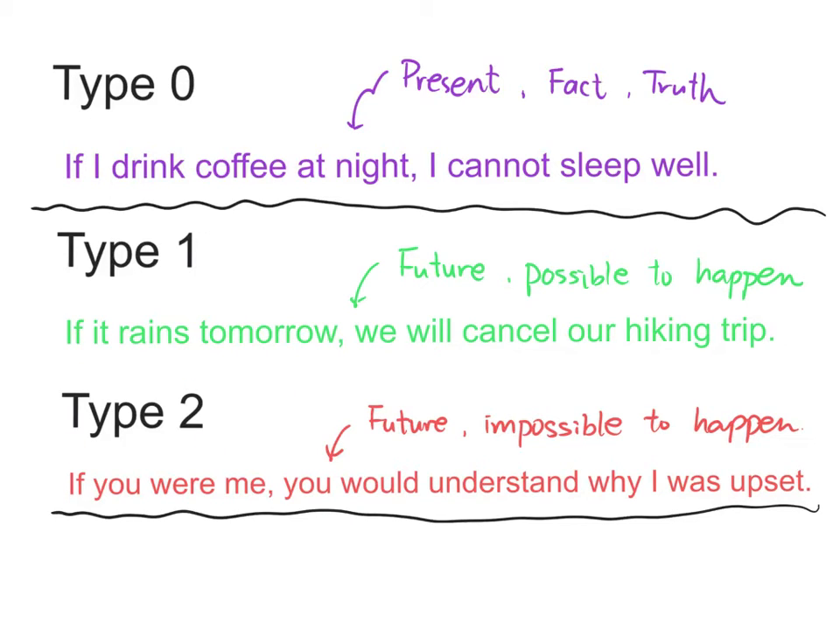But for type 2, it is impossible to happen. It's impossible for you to become me. But I still want to talk about what action will appear if this condition happens. So we will use a type 2 conditional sentence.